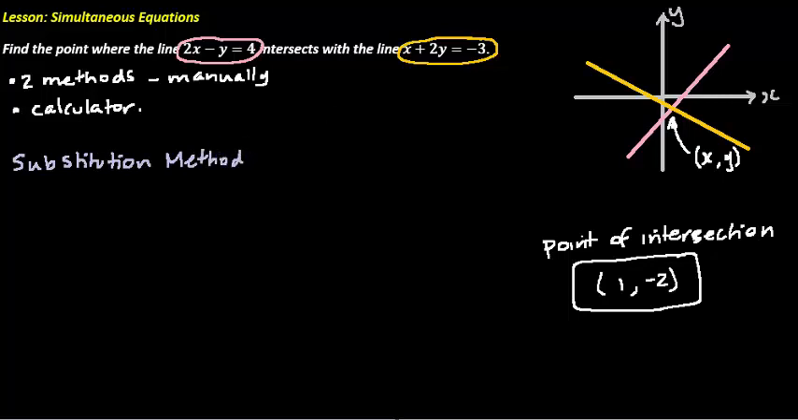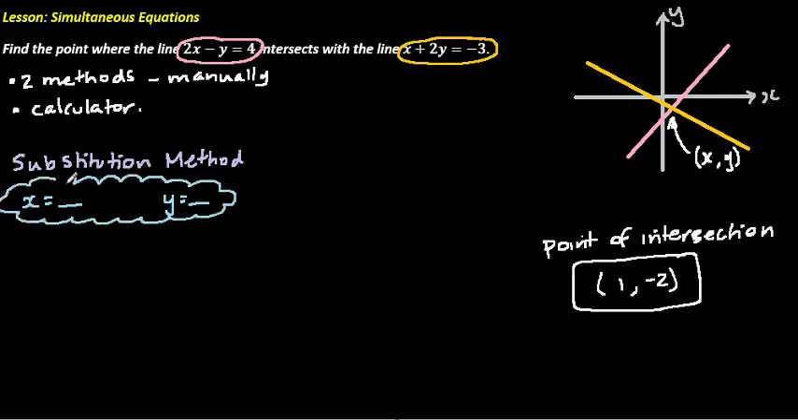And the point of the substitution method is at some point in time, we want to get an equation that says x equals something or y equals something. We want to rearrange our equations so we get something like that. So what I'm going to do is look at my second equation, my orange equation. And if I subtract 2y from both sides, let's write it down. My equation is x plus 2y equals negative 3.